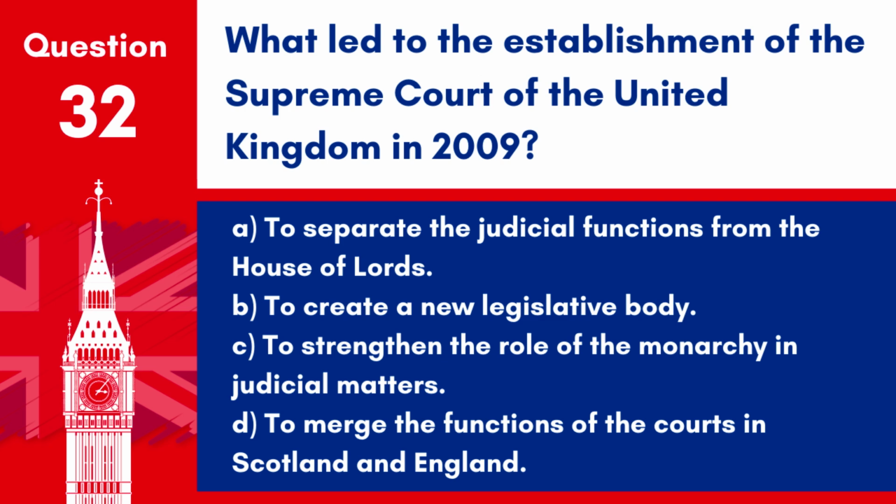Question 32. What led to the establishment of the Supreme Court of the United Kingdom in 2009? A. To separate the judicial functions from the House of Lords. B. To create a new legislative body. C. To strengthen the role of the monarchy in judicial matters. D. To merge the functions of the courts in Scotland and England.